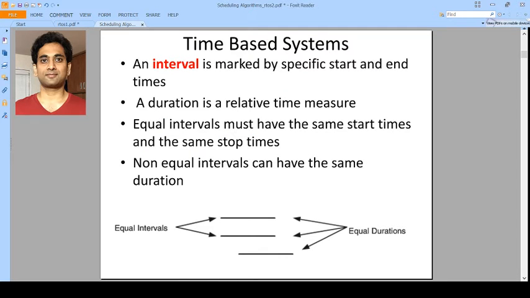Now, an interval is marked by a specific start and end time. A duration, on the other hand, is a relative time measure. So any time quanta that have the same begin and end times are called equal intervals of time. So delta t, this difference between begin and end time, is called duration.